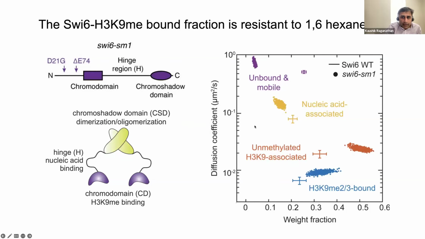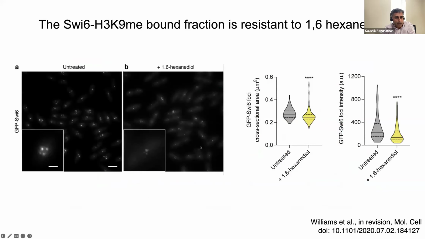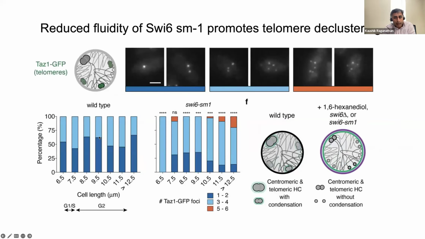And these 2 mutations actually lead to a substantial reorganization of the mobility states that are associated with SY6. So what happens in the SY6 SM1 mutant is actually a severe depletion of the unbound and mobile population, but a significant increase in the H3K9 Me2 and Me3 bound population, and also unmethylated H3K9 associated proteins. So this is quite reminiscent of the hexane diol observations, which is somehow SY6 SM1 has a large proportion of proteins that's stably bound to chromatin rather than having proteins in the more mobile or fluid phase.